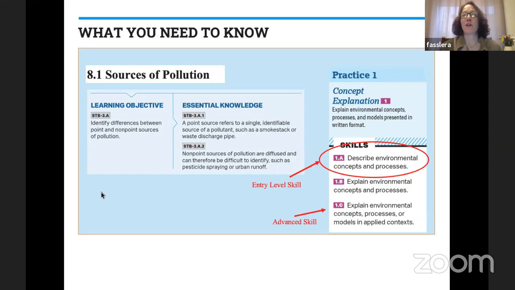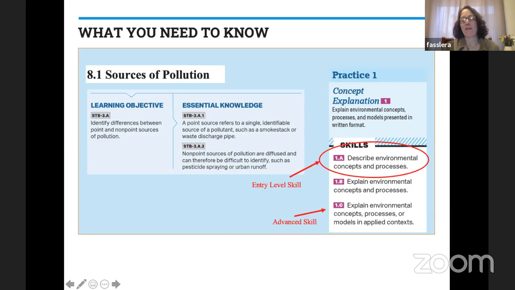So in atmospheric pollution, that could have been an emissions pipe from a coal burning power plant. It could be the exhaust or tailpipe from my vehicle. In aquatic pollution, that might be a pipe that is discharging some type of waste directly into an aquatic ecosystem, a coastal area, a lake, or a river. So our goal is to be able to describe an environmental concept and process and distinguish between point and non-point sources of pollution.